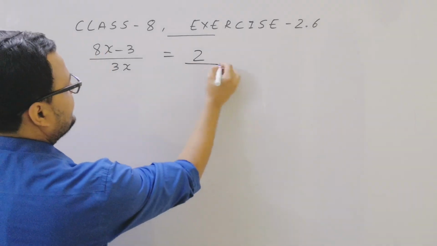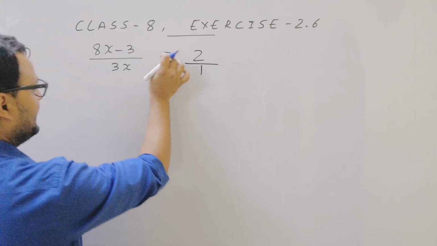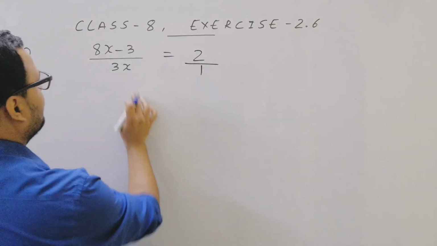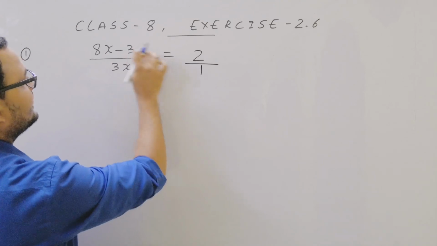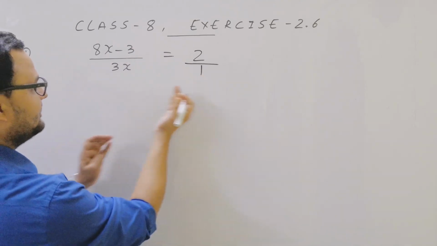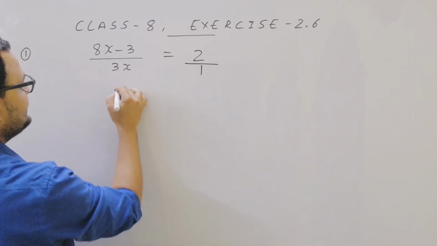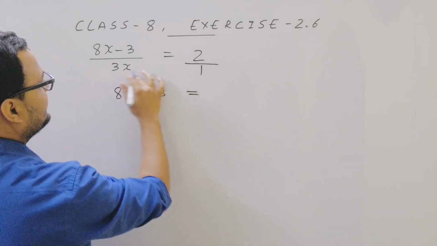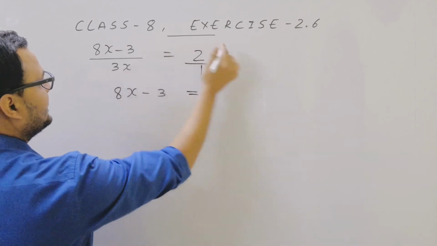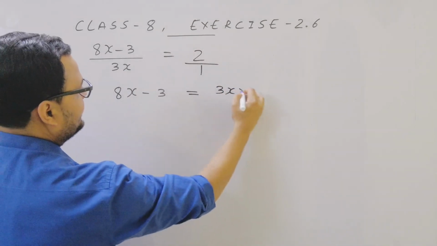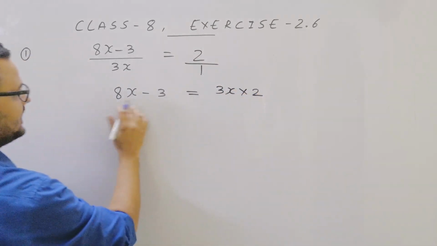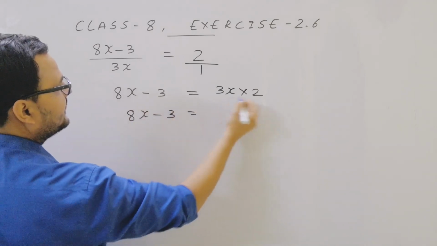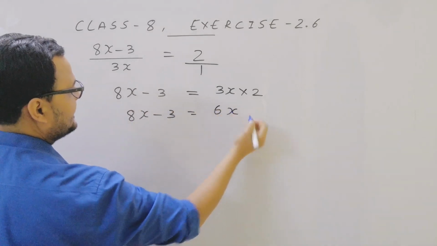2 I can write as 2 by 1. Now when we have an equal sign, we do cross multiplication. Now 8x minus 3 multiplied with 1. Any number multiplied with 1 is the number itself. So it became 8x minus 3 equal 2 into 3x, or 3x into 2. So now I got 8x minus 3 equal 3 into 2, 6x.